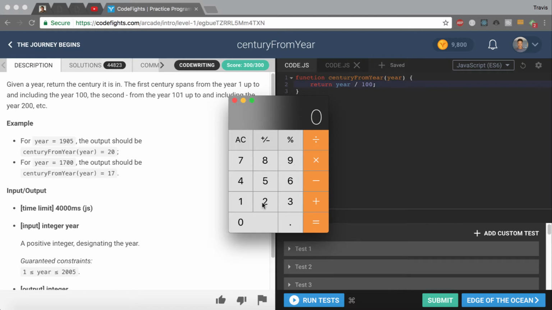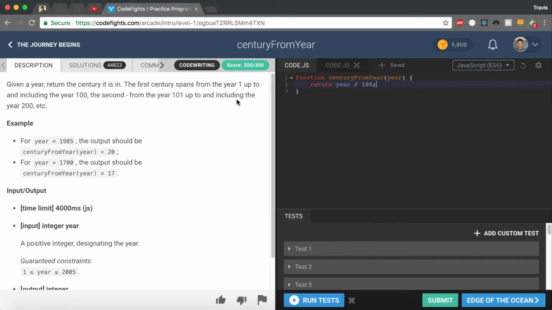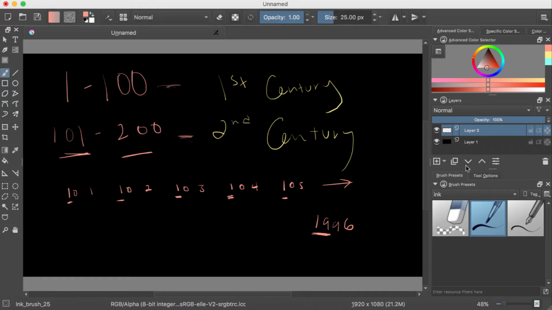So let's say our year, for example, is 2017. What would you think would happen if we divided this by 100? It would give us a decimal. And that's not going to work out, because centuries aren't decimals. With that said, let's take a deeper dive into this. Oh wait, hold up. Let me erase all of this because you don't need to see this right now.